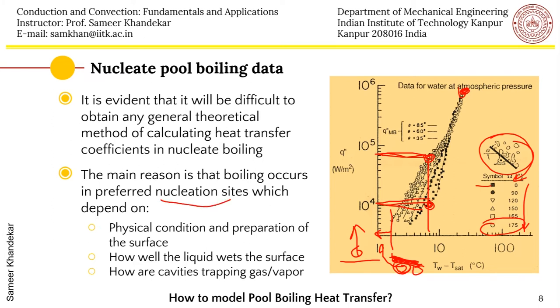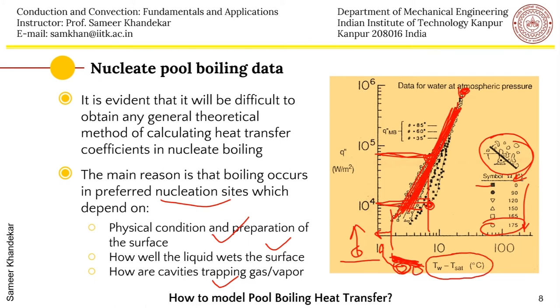So we now need to have some mathematical framework to model this type of curve. Mind you, this is a log-log scale, so delta T, Tw minus Tsat, and the X and the Y axis are plotted on the log scale here. So we need to model pool boiling, and how to do that is what we are going to do next.